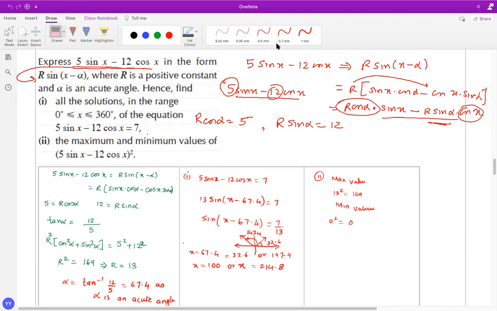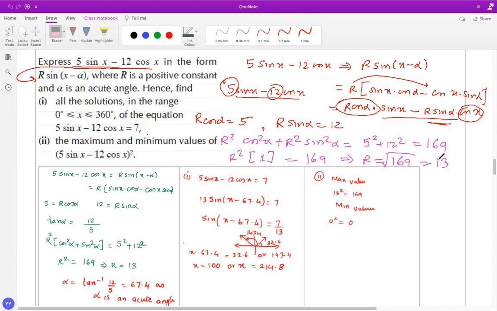Now, to get the exact value of R, we use the elimination of alpha, which is by squaring both sides and adding them. So it becomes R squared cos squared alpha plus R squared sine squared alpha equals 5 squared plus 12 squared, that is 169. And if you take R squared common on the left hand side, this is 1 in the bracket, and 169. So that gives me R as the root of 169, which is 13.